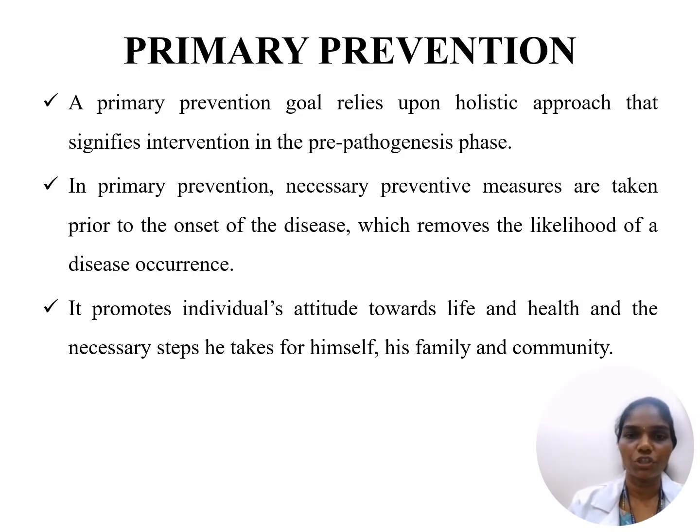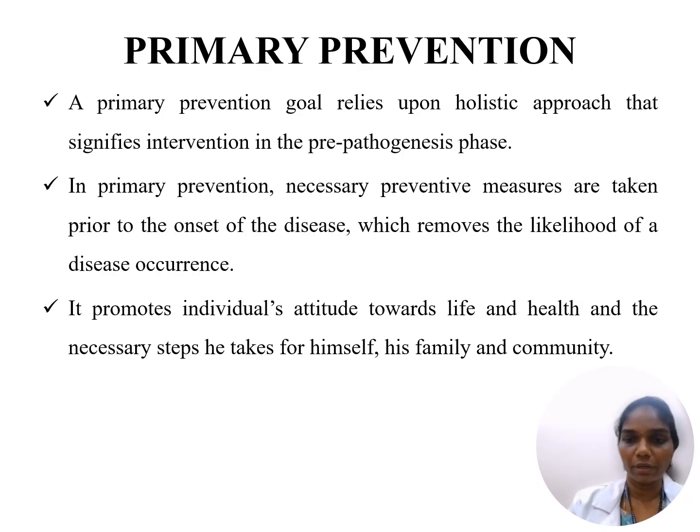So the primary prevention goal relies upon a holistic approach that signifies intervention in the pre-pathogenesis phase. In primary prevention, necessary preventive measures are taken prior to the onset of the disease, which removes the likelihood of the disease occurrence. So this is like prevention is better than cure. Okay, so we are trying to prevent a particular disease before it is going to occur.